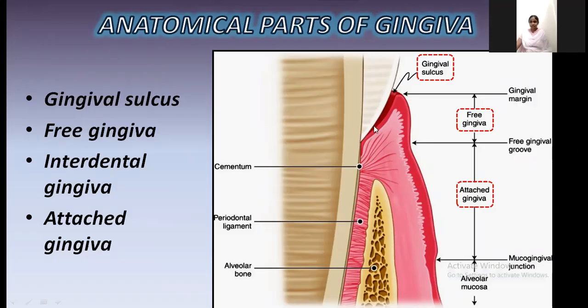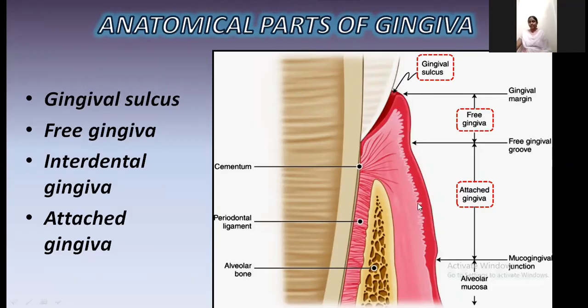This is a gingival sulcus. The gap between the tooth enamel and the gingiva, marginal gingiva, is the gingival sulcus. It is very narrow, so it is not seen usually. It can be felt up to 2 to 3 mm with the periodontal probe in a normal healthy gingiva. That's gingival sulcus. Then the free gingiva, that is from the tip of the marginal gingiva till the free gingival groove is the free gingiva.